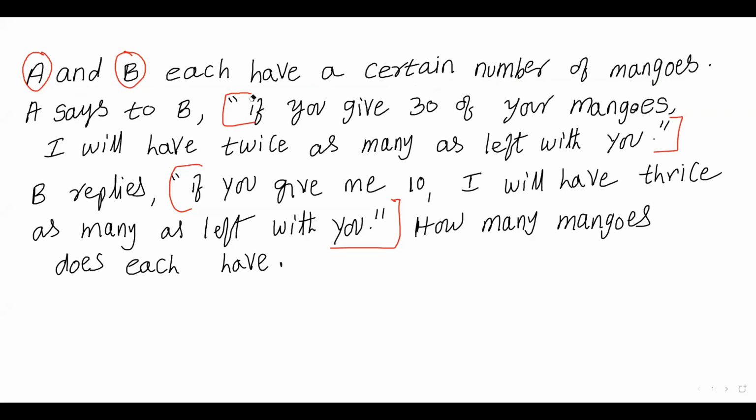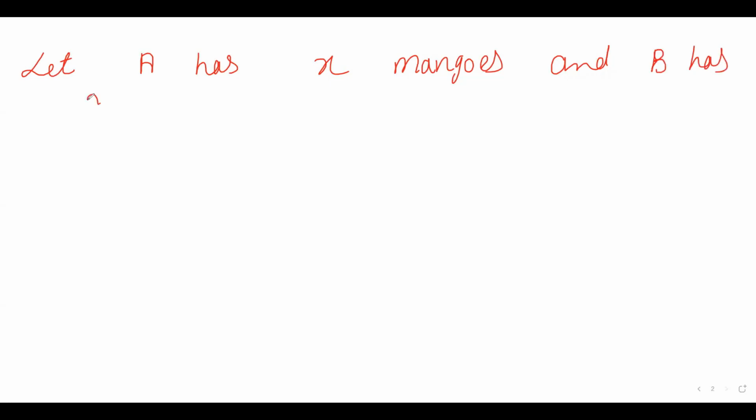So I will take the number of mangoes of A as X and the number of mangoes of B as Y. So the first step would be, let A have X mangoes and B have Y mangoes.